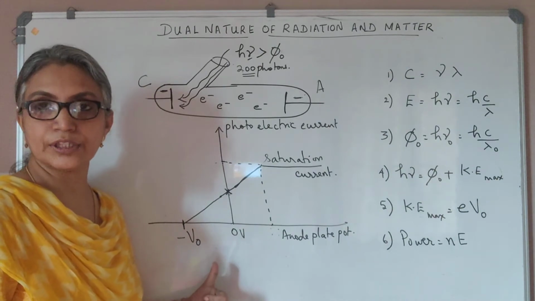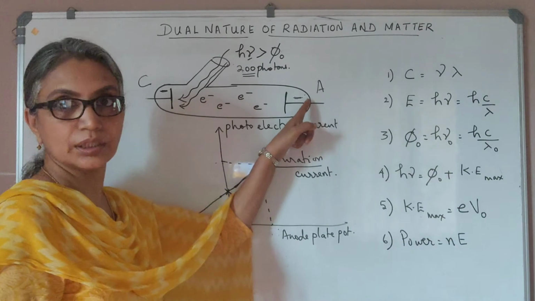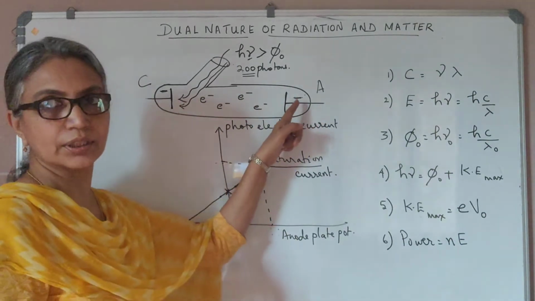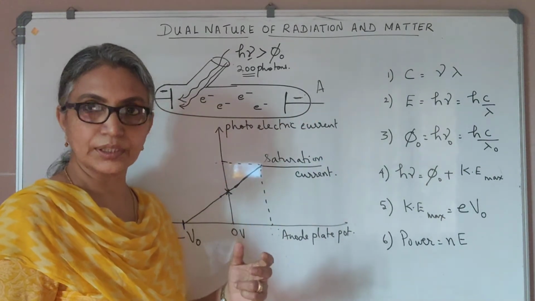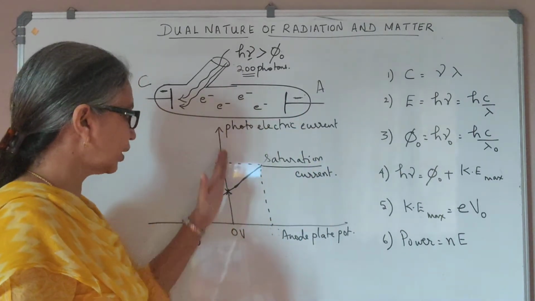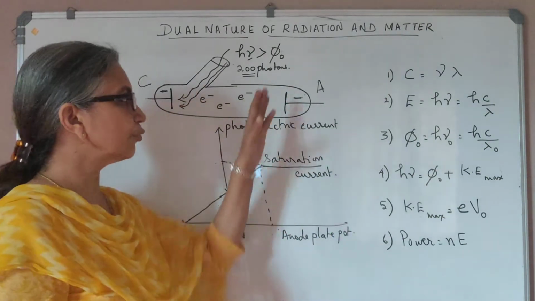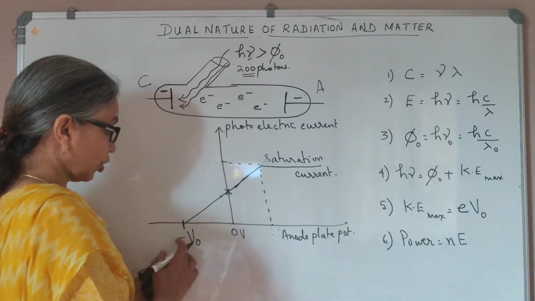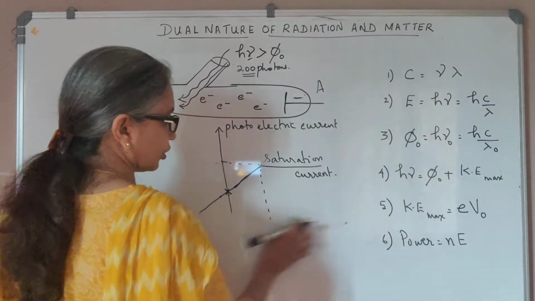So how do you define this V0? V0 is defined as a negative potential given to the collector or the anode. This is called the emitter and this is called the collector. So stopping potential or cutoff voltage is defined as the negative voltage given to the collector at which the photoelectric current becomes zero. That means all the electrons are repelled and the photoelectric current reduces to zero. So this stopping potential is also called cutoff voltage.